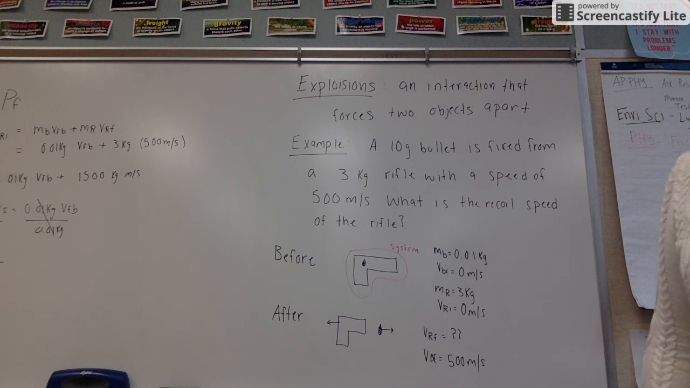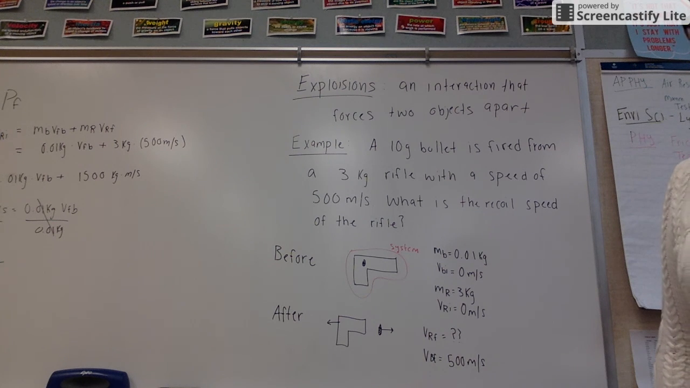A classic example is usually a bullet inside of a gun. The example that we're going to do today is a bullet inside of a rifle. So our example, we have a 10-gram bullet fired from a 3-kilogram rifle with a speed of 500 meters per second. What is the recoil speed of the rifle?